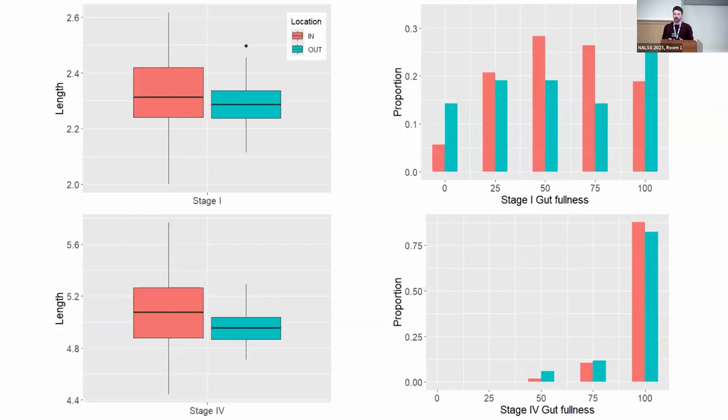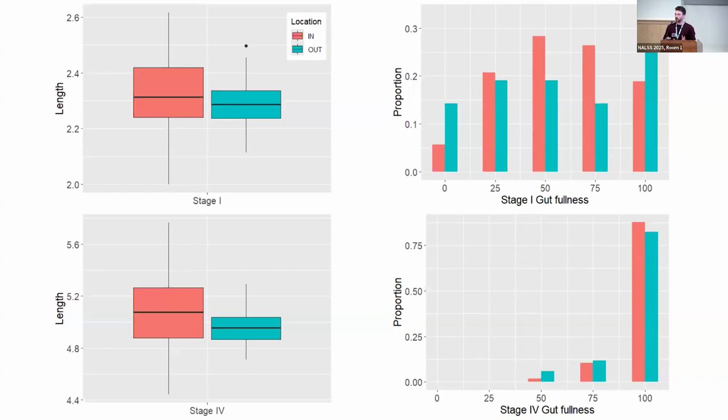Now, you might expect that to translate to some differences in either size or gut fullness, but at least for size, you'd be wrong. The stage 1s and stage 4s, inside and outside, their lengths were almost exactly the same. For gut fullness, stage 4s at least, ooh, I lost my pointer. Stage 4s at least, you don't really have a lot to see. Stage 1s, there was an interesting pattern.